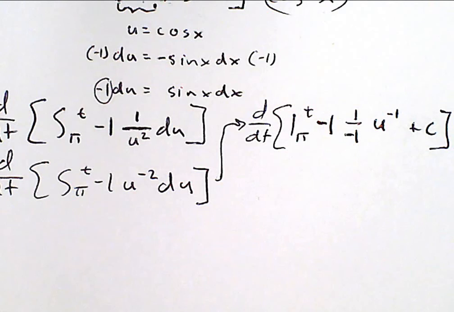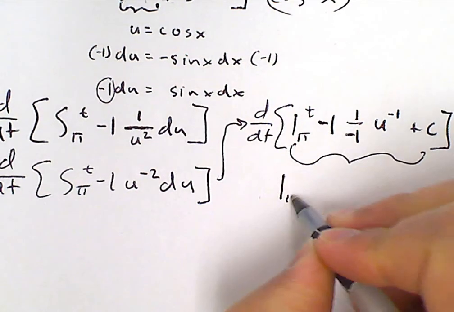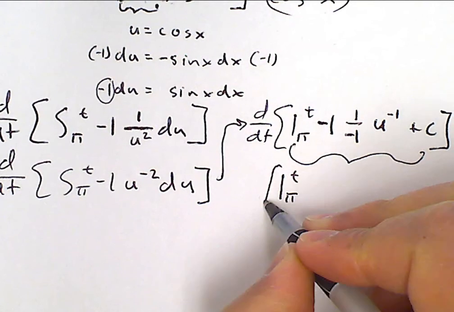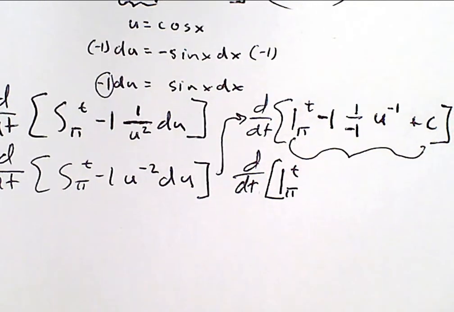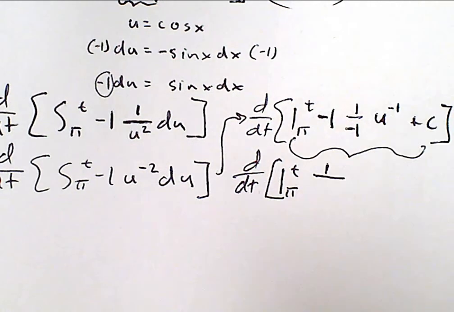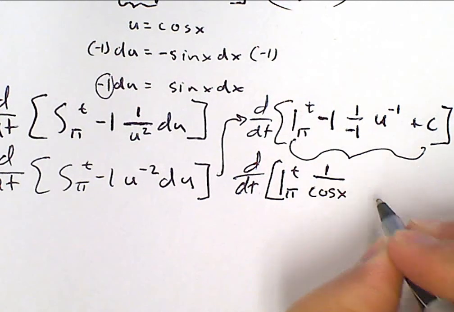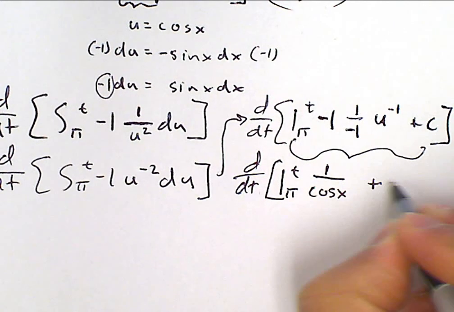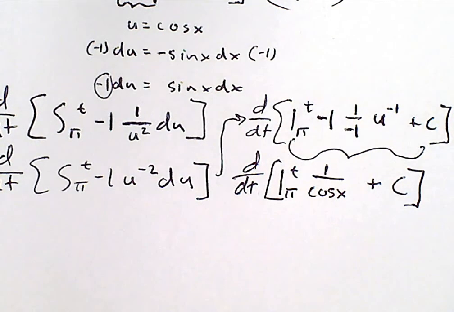Now we need to simplify all this before we start plugging junk in. So what does it look like when it's really pretty? 1 over u. Let's make it even prettier than that. What's u? 1 over cosine x. Plus C. Isn't that beautiful? So simple.